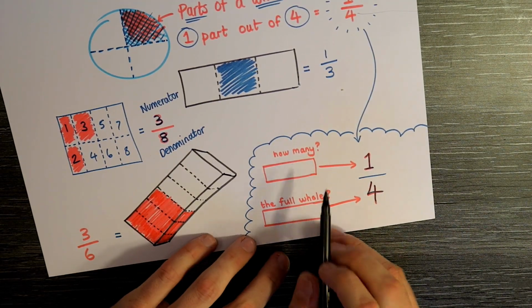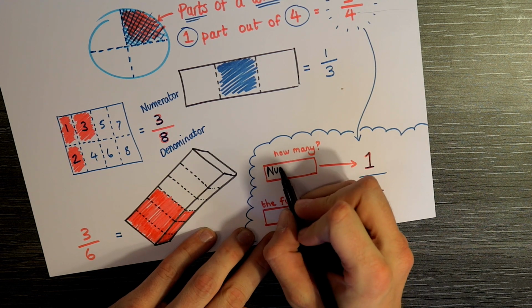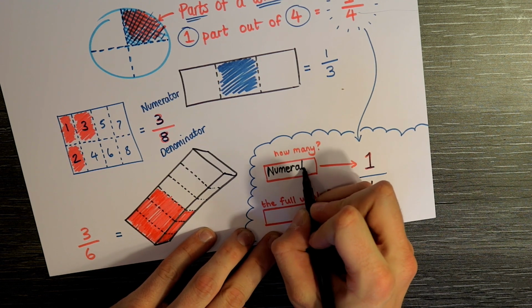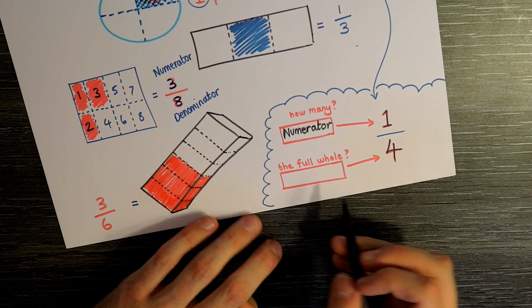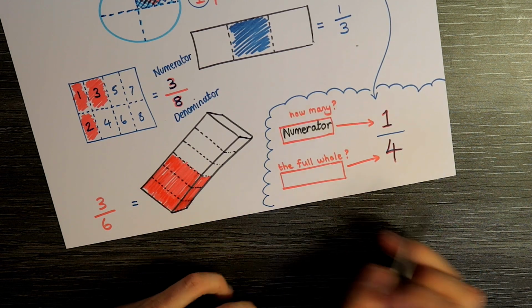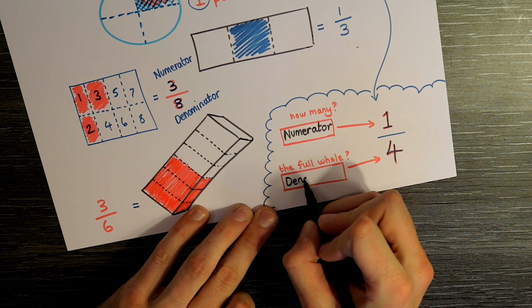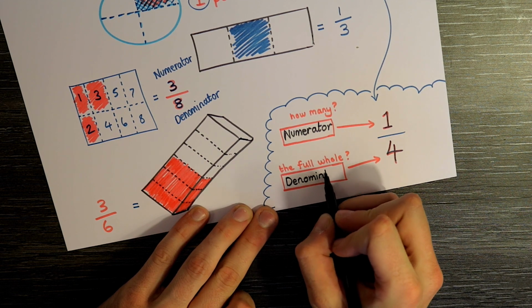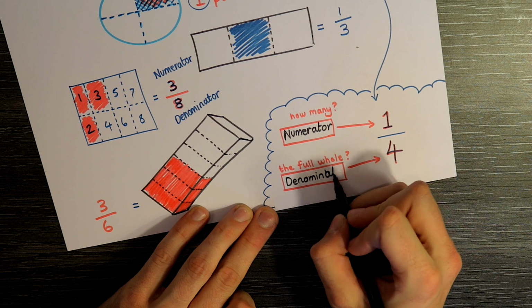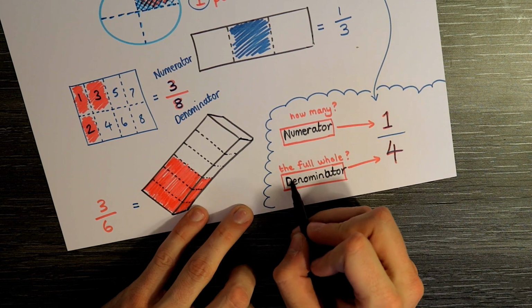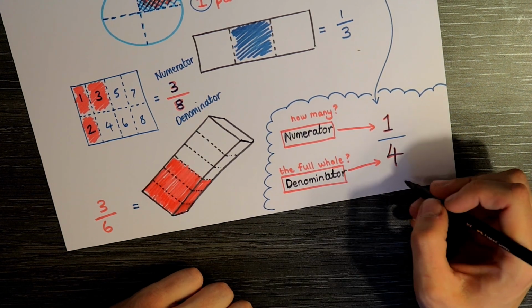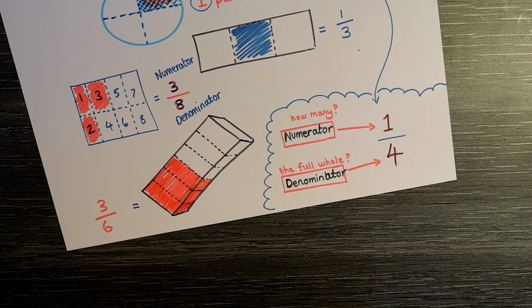Okay. Now, like I said earlier, it's important that we know the correct vocabulary. So how many have you got? That is our numerator. I'm going to write it again here. Numerator. And how many have we got in the full whole? Well, that is 4, and that's the denominator. I always remember D for denominator, D for down. It's the number that is down at the bottom, okay?